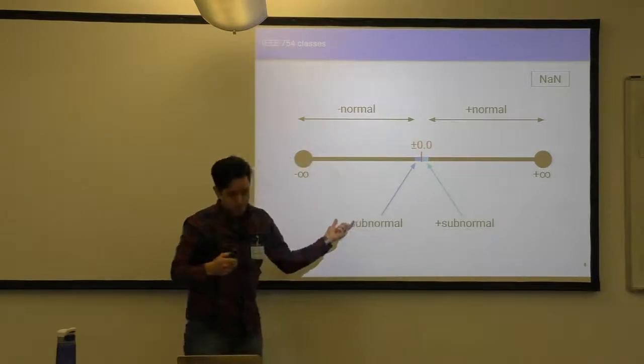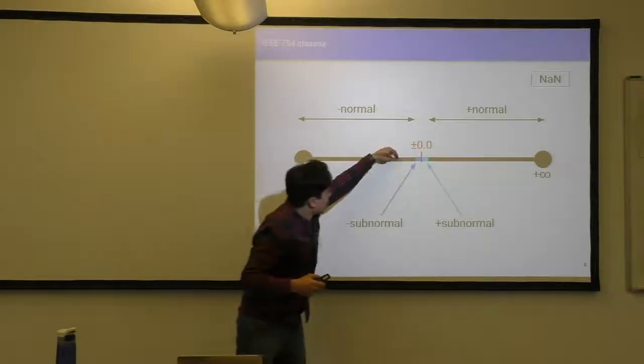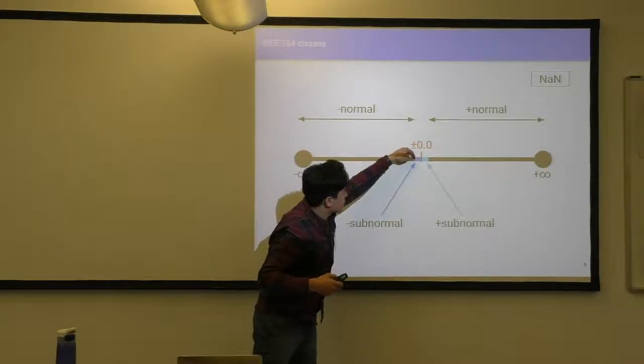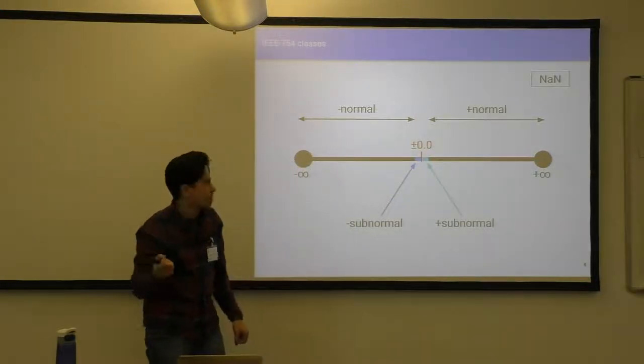The subnormals basically just exist to give a smoother round off towards 0. So as you approach 0, instead of abruptly jumping straight to 0, it lets you round off towards 0 in a slightly smoother way.